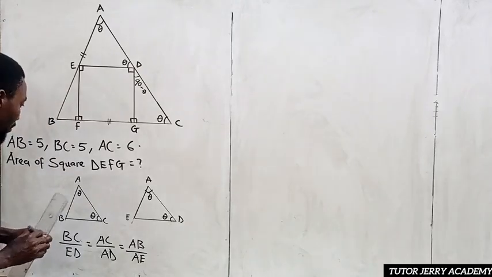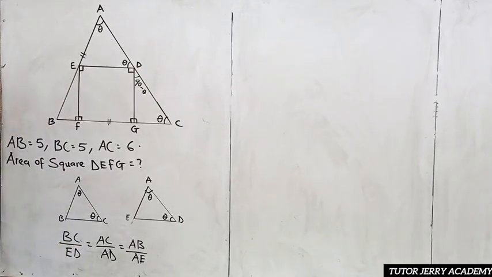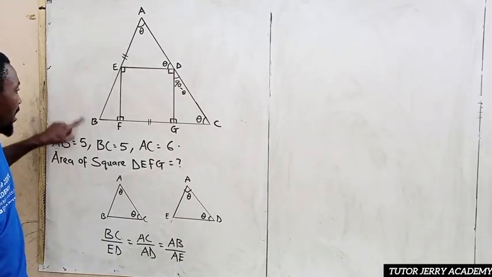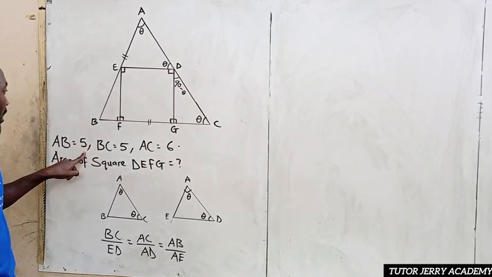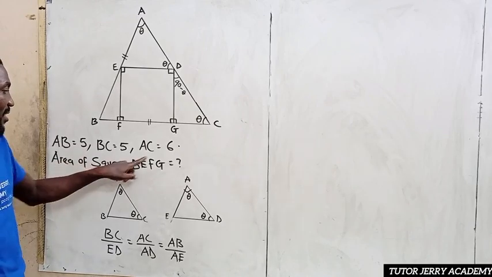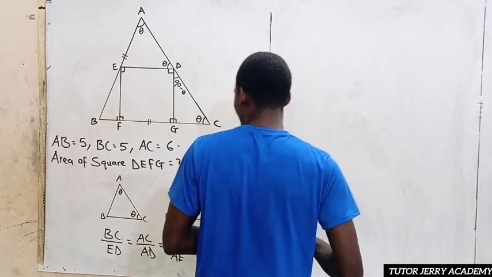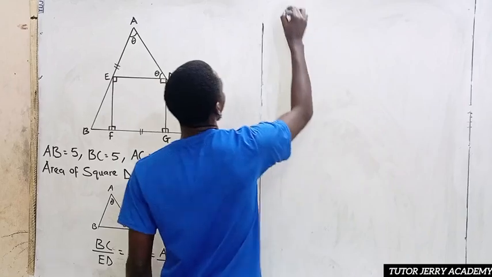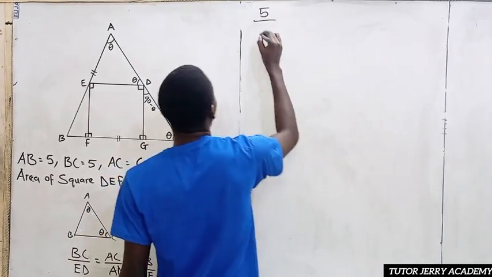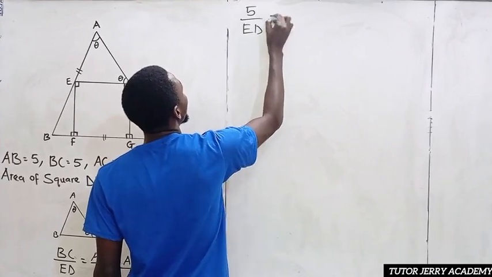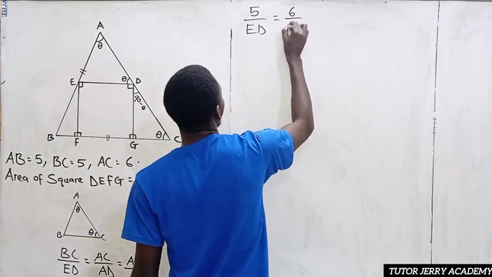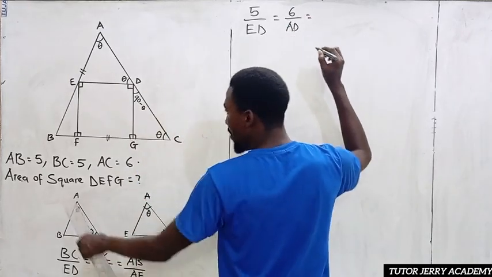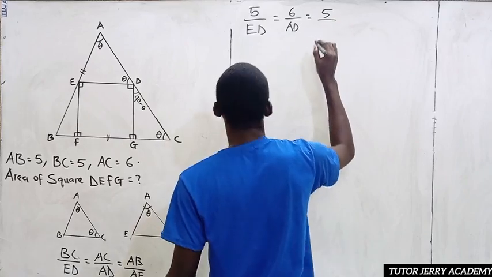Now, if this is true, and we know that AB is 5 and AC is 6, let's substitute that here. Let's start with BC. BC is 5, so we are going to have 5 over ED equals AC, which is 6, over AD, and AB is 5 over AE.